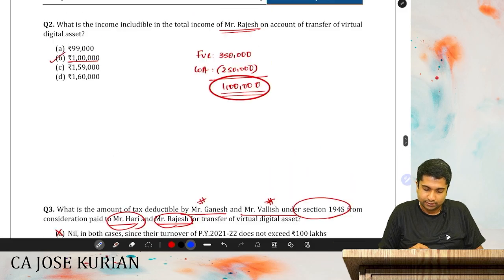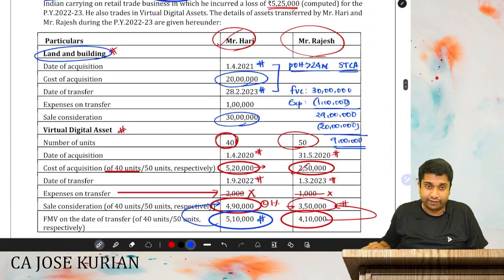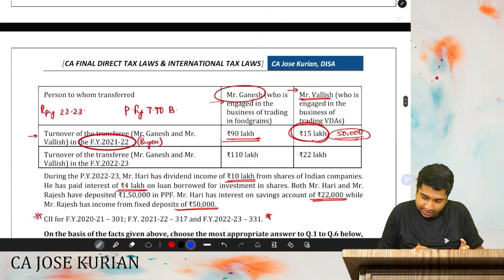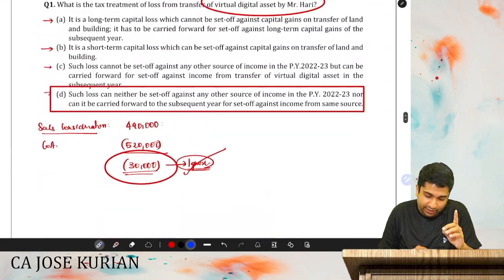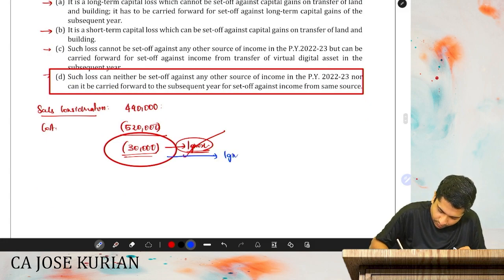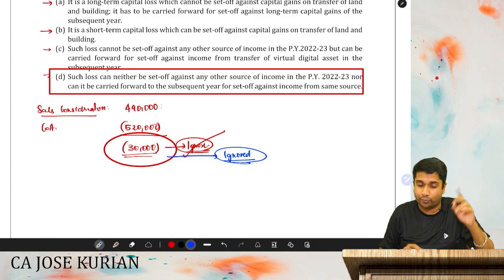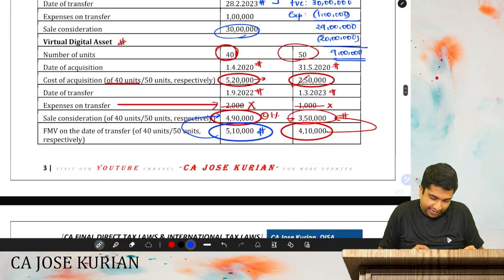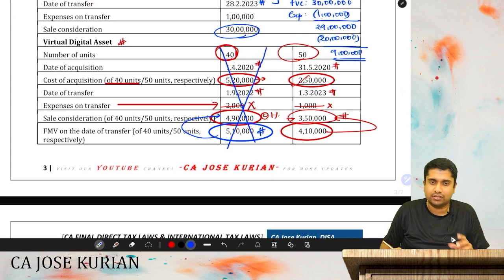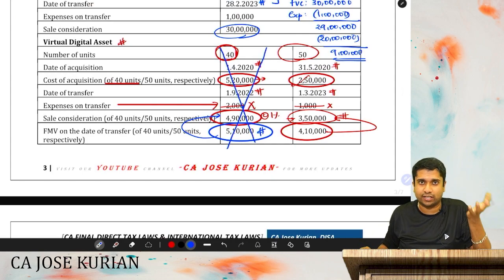Now, earlier we have computed that he has a loss. He has a loss from transfer of virtual digital assets, which was 30,000. That has to be ignored. So I'm not taking that particular loss to the main computation. Hope you remember. So this entire area we can skip. Why? Because this entire loss we don't have to consider while computing his total income.